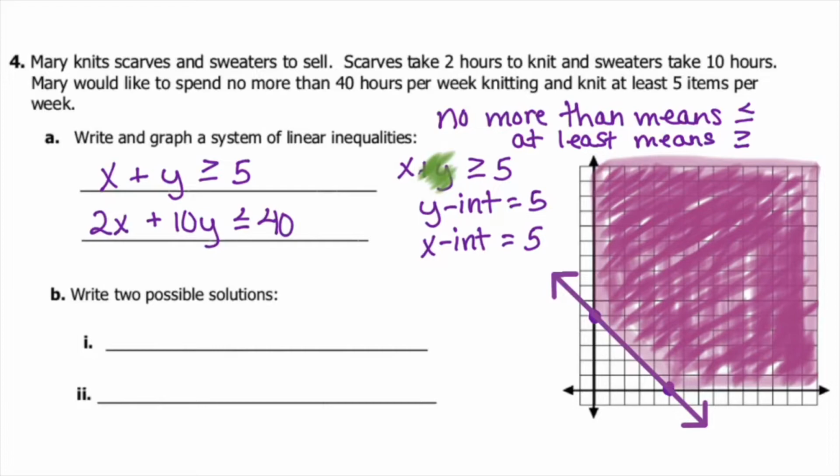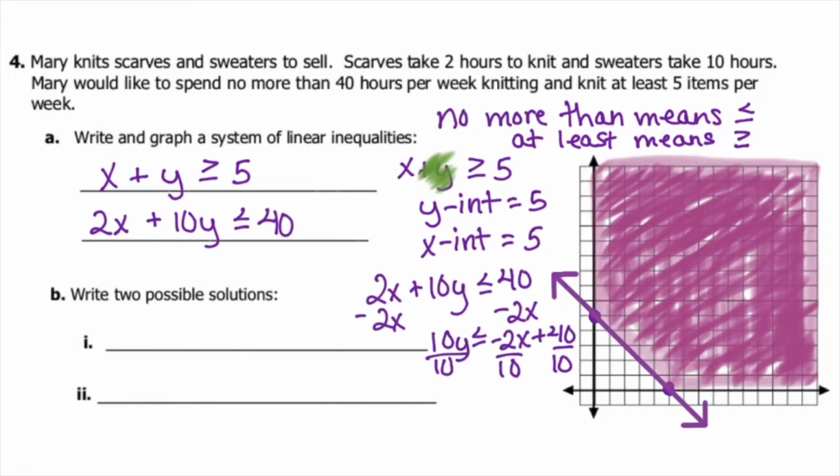Then we have 2x plus 10y is less than or equal to 40. So if we subtract 2x on both sides, then divide by 10, we get negative 1/5 x plus 4, because negative 2 over 10, if you divide by 2 on the bottom and on the top, you get 1/5. So negative 1 over 5, because that was a negative 2. So you start at 4, then you go down 1 over 5, make your line. It's also a solid line. And this is less than, so you're going to shade under that green line.